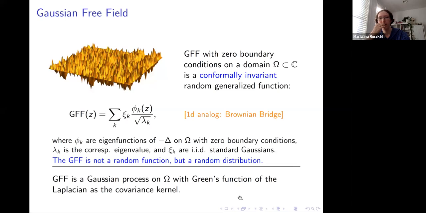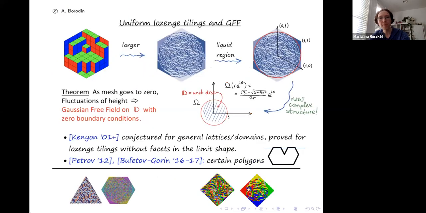And as I said, the fluctuations of the height function are conjectured to converge to the Gaussian free field in some conformal structure. Let me explain the last part of this sentence. So on this slide, we deal with uniform lozenge tilings of a hexagon. By uniform, we mean that all configurations are equally weighted. And at a large scale, this is how the picture looks.